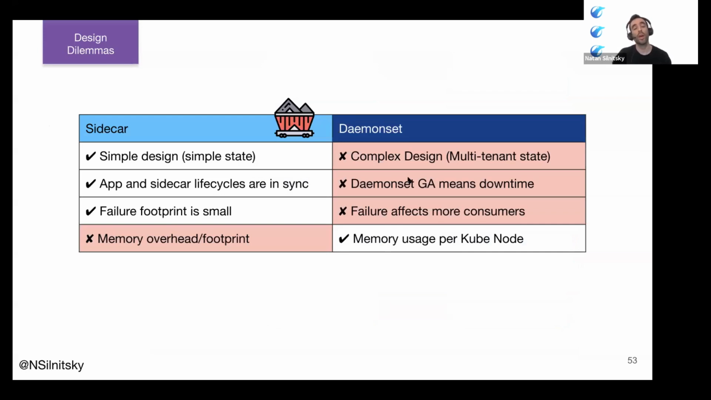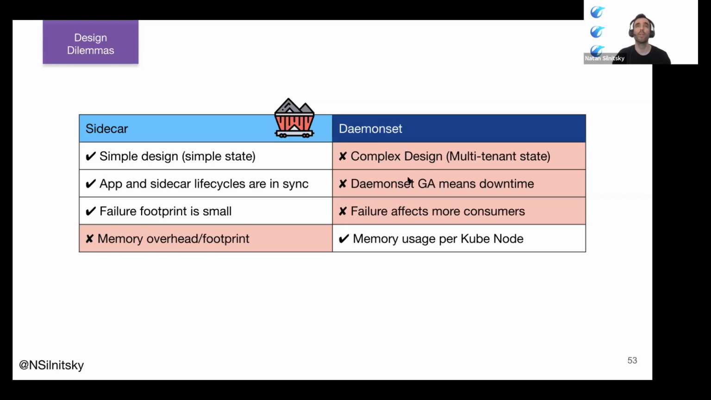So if you take a comparison of putting the Greyhound functionality in a sidecar container or DaemonSet, we can see that with the sidecar we gain a simpler design where you don't need to keep a lot of state. With DaemonSet, it's a bit more complex. You need to actually handle all the state of the multiple tenants that are part of this Kubernetes node. Now, with the sidecar container, the lifecycle of the application and sidecar is pretty much in sync. You can really sync it quite easily.